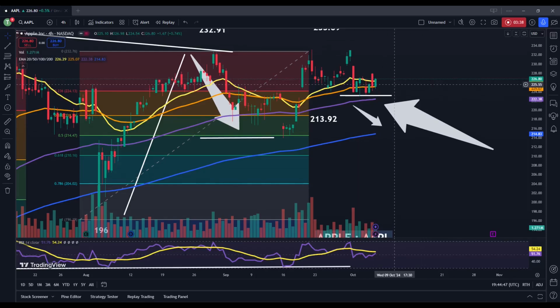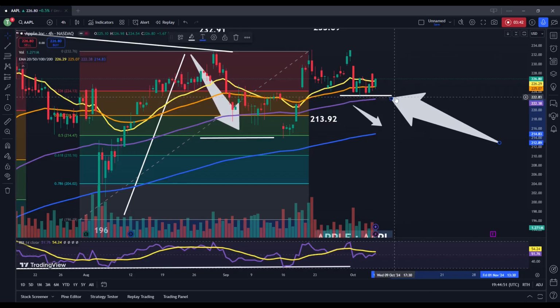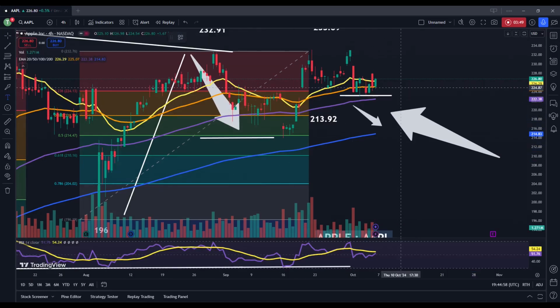So we're a little bit in neutral territory at the moment, but the main area that I would be watching right now comes in at 223.30. I could possibly even write that in here, because this is a major support zone.